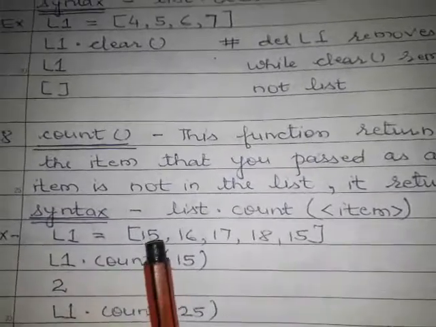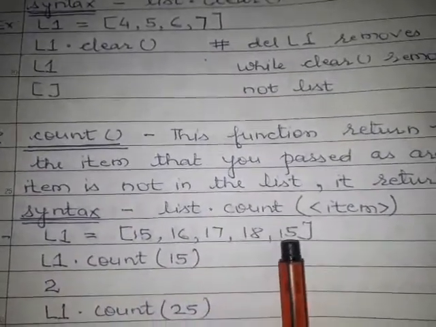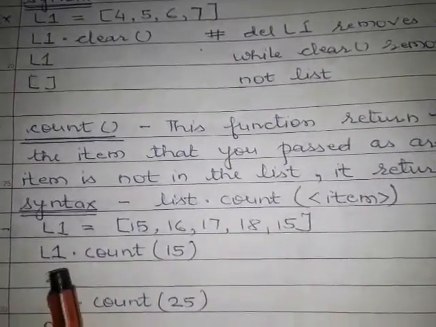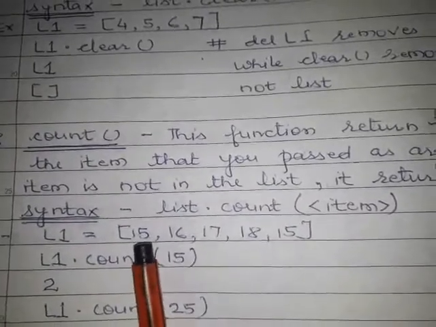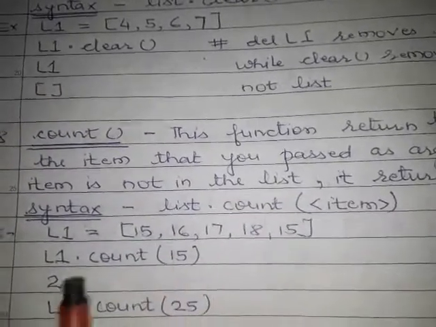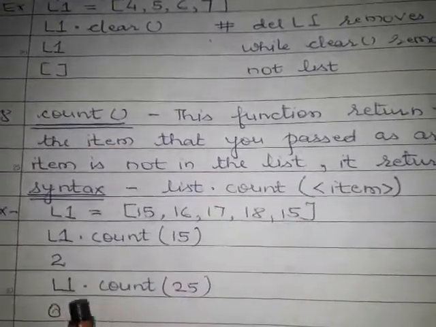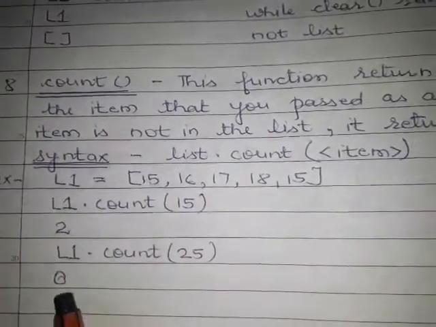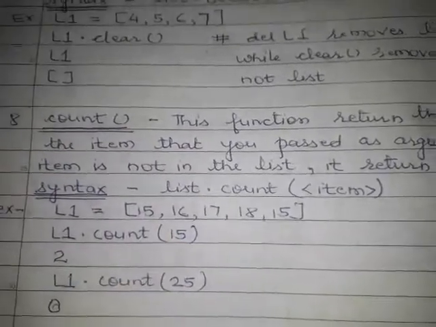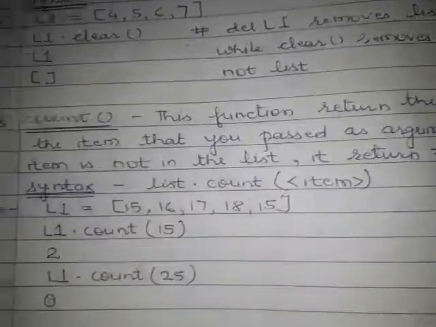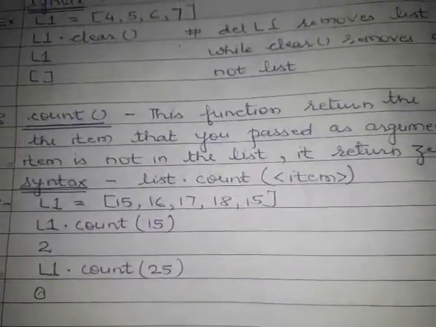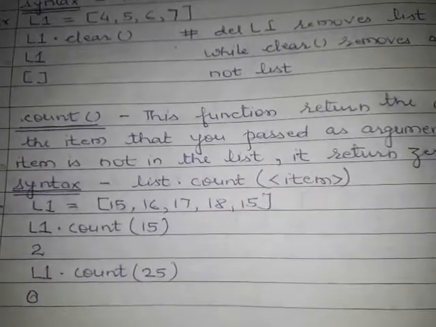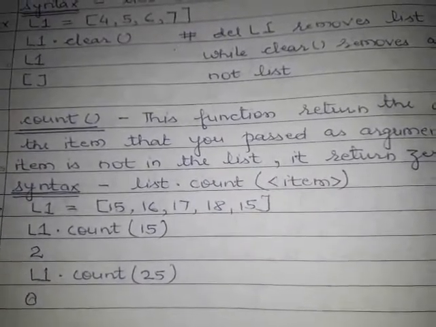Example, L1 equals 15, 16, 17, 18, 15. Now L1.count(15). The 15 appears 2 times here, so it will give 2. L1.count(25): 25 is not in the list, so it will return 0. So count is used to check how many times a particular item is in a list, and if it is not present, it will return 0.